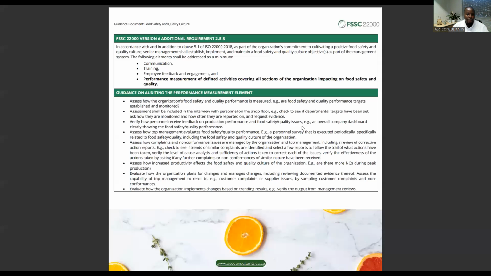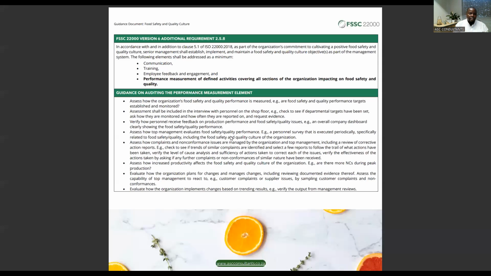Verify how personnel receive feedback on production performance and food safety or quality issues. Is it done on a company dashboard? Is it done during meetings? Is it indicated on each departmental dashboard? How do you give feedback? Then it will also look into assessing how top management evaluates food safety or quality performance. For example, a personnel survey that is executed periodically, specifically related to food safety or quality, including the food safety and quality culture of the organization.